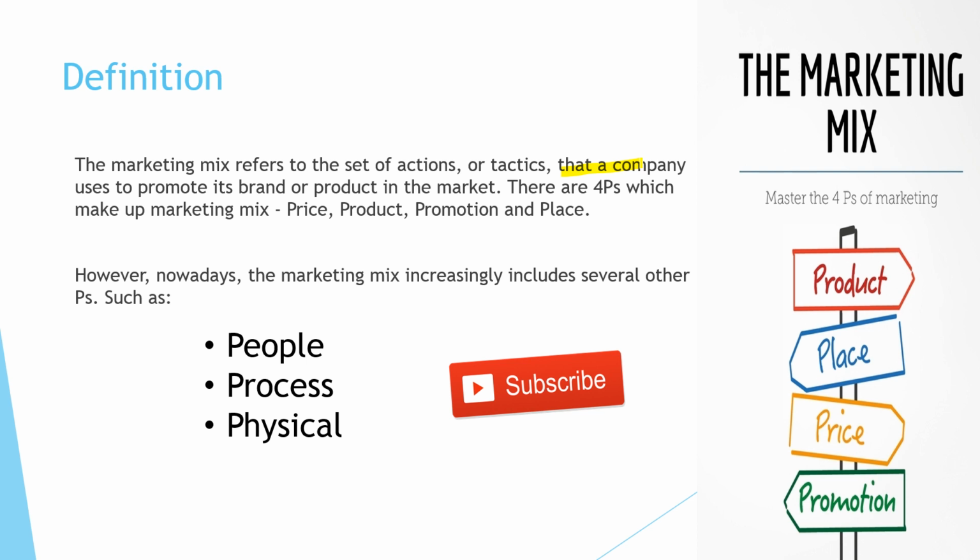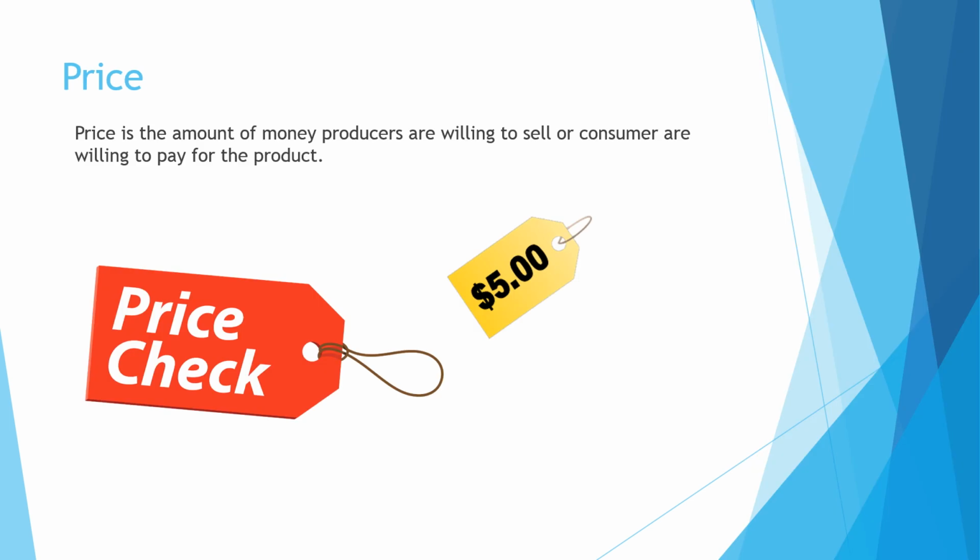Let's begin our lesson by understanding what marketing mix refers to: a set of actions or tactics that a company uses to promote its brand or product in the market. There are 4 P's which make up marketing mix. So that's your price, product, promotion, and place. However, nowadays the marketing mix increasingly includes several other P's such as people, process, physical, partners, and there are a couple more P's that have been added recently.